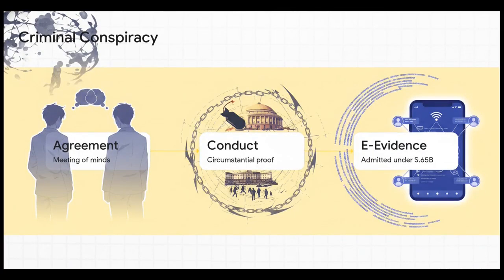So what happens when multiple people plan a crime? That's criminal conspiracy. And looking through the lens of the devastating Parliament attack case, State v. Navjot Sandhu, we learned something huge. Direct proof of a spoken agreement isn't even necessary. The courts can infer that deadly meeting of minds purely from circumstantial conduct, especially when electronic call records seamlessly expose the network as digital evidence under Section 65B of the Evidence Act.